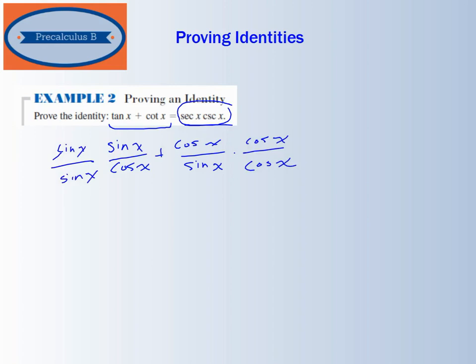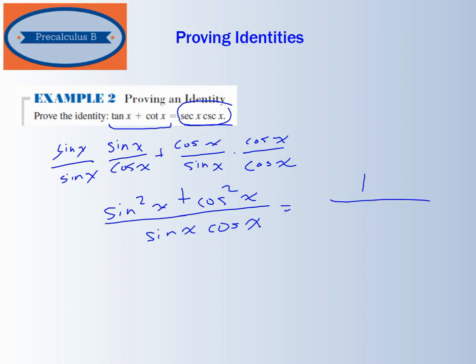And then when I multiply this out, I'm going to have sine squared x plus cosine squared x, all of this divided by sine of x, cosine of x. Now, interesting here, sine squared plus cosine squared, this is one of our Pythagorean identities. This just gives us 1 divided by sine x, cosine x.